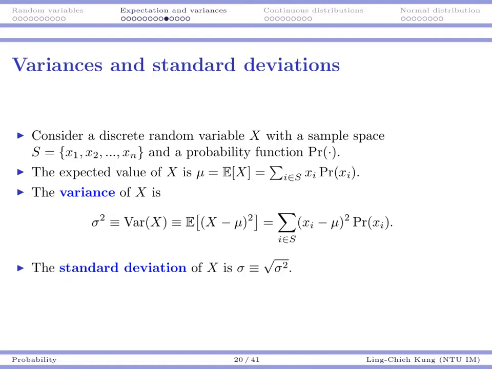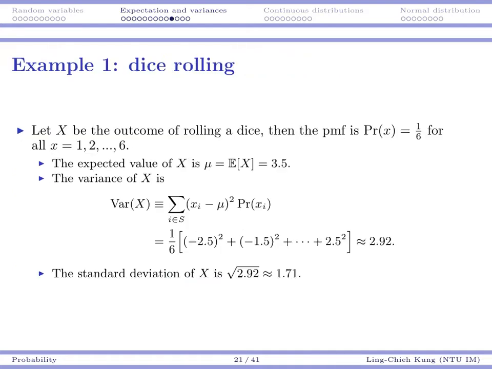And then the standard deviation of capital X would be the square root of sigma square, the square root of the variance. We use the notation sigma to denote the standard deviation of X.